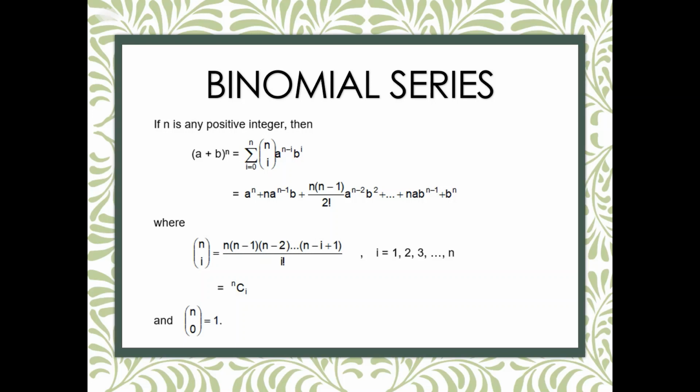(n choose i) is the binomial coefficient, which is expressed by the formula n multiplied with (n minus 1) multiplied with (n minus 2) and so on until (n minus i plus 1) over i factorial, which can also be represented as nCi. The value for (n choose i) or nCi can be obtained using the calculator.